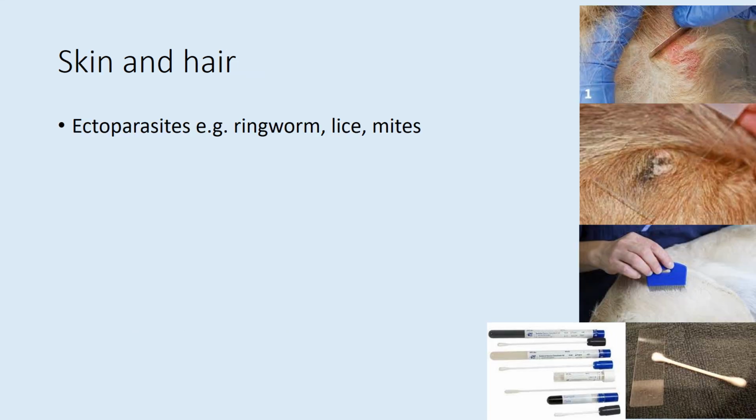Now, skin and hair sampling is really to look for things like ectoparasites, so ringworm, lice or mites, which may be on the skin. But again, here we need to take care that we are thinking about our own health and safety. So these can be zoonotics, they can transfer to humans, so wearing appropriate personal protective equipment is essential.